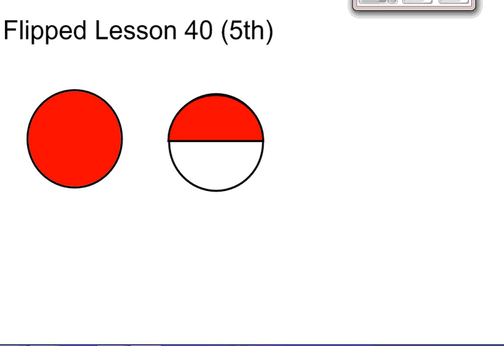Welcome to Flip Lesson 40 for the 5th grade. Today we're looking at division that has fractions instead of remainders.